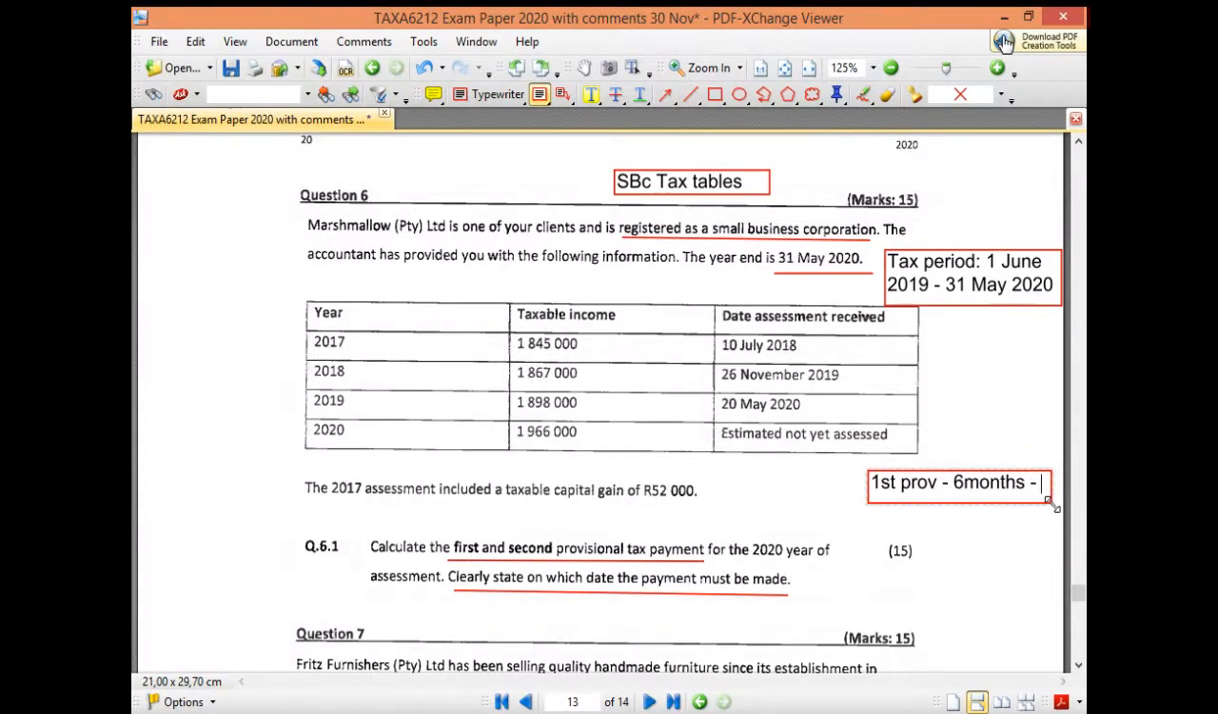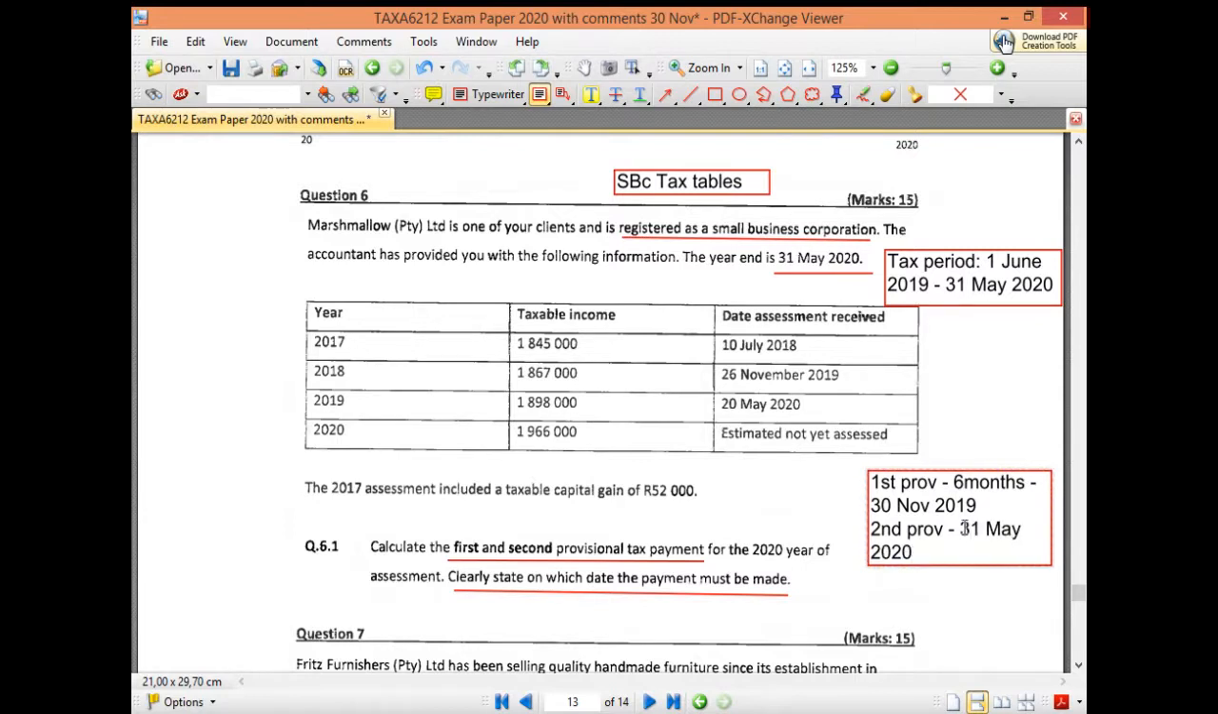So that means if we start at June, it's June, July, August, September, October, November. So our first one would be at 30 November 2019, and our second provisional payment would be on the 31st of May at year end.